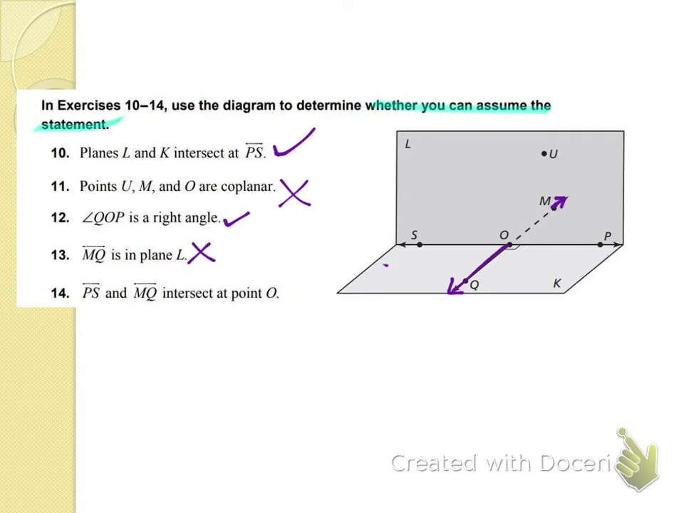It's a no. You wouldn't see a question like this. When it says in, essentially it means on, so it'd have to be on it, not going through it. PS and MQ intersect at O. Yes. Correct. They intersect at O.